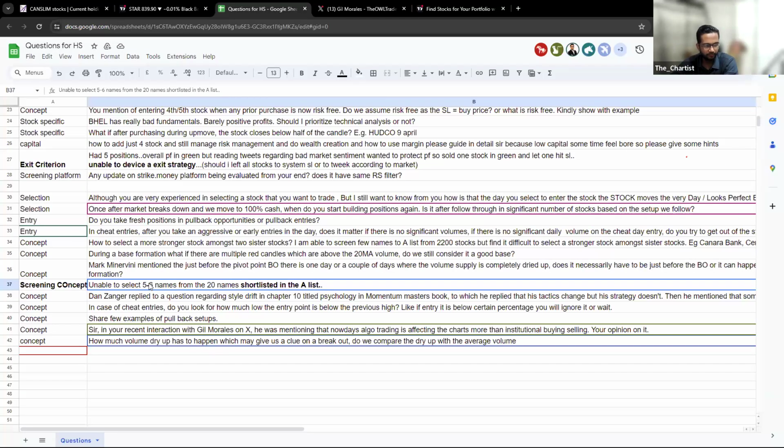So how do you select 5 to 6? Then further you have to look for tight setups. You have to look for EPS growth, a positive one, if it is there. So that's how you do it.